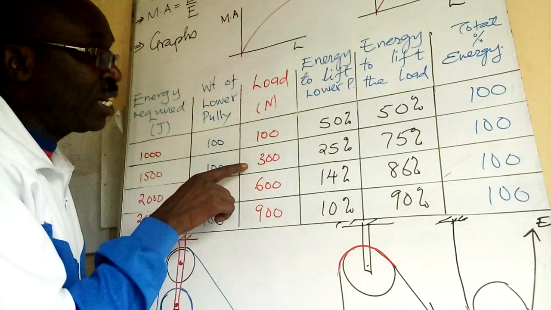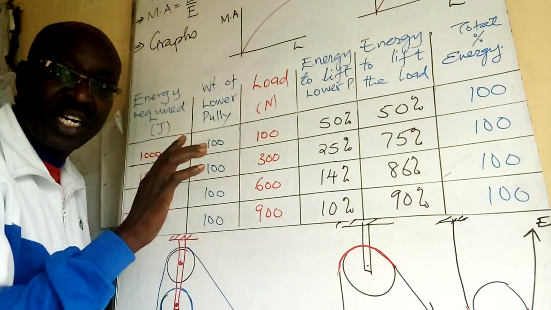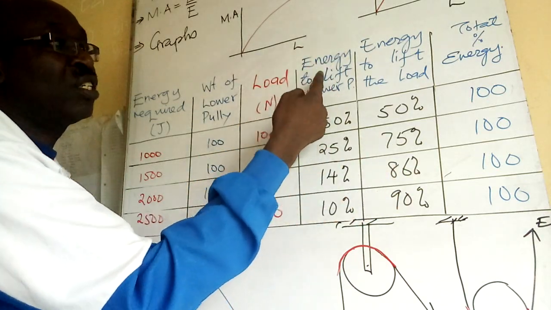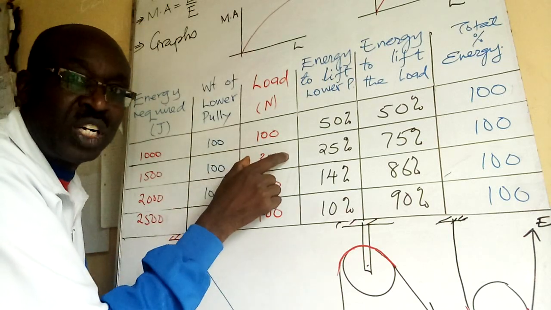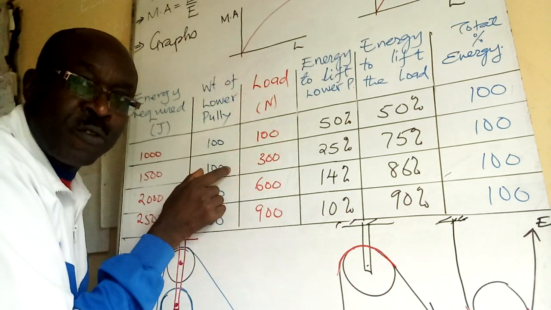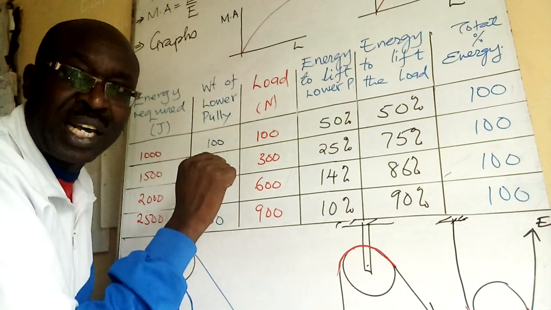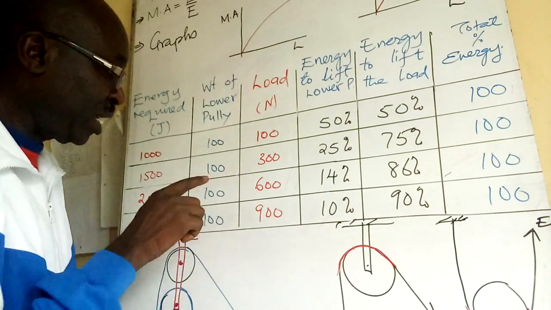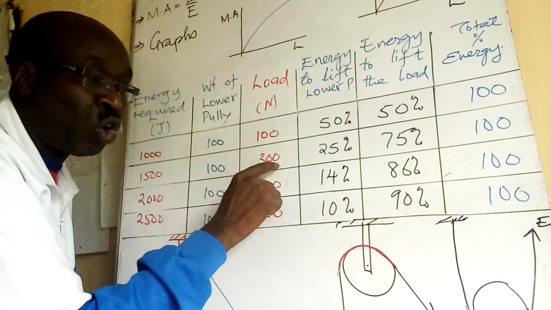Suppose I have added now, my load is 300, but the lower pulley is still 100 because it does not change. So look, how do I get this? What is the energy to lift the lower pulley? If the lower pulley is 100, the load is 300. Then I take 100 over the total, which is 400, times 100, I get an idea of percent. Okay? This is the lower pulley, 100 newtons, over the total.